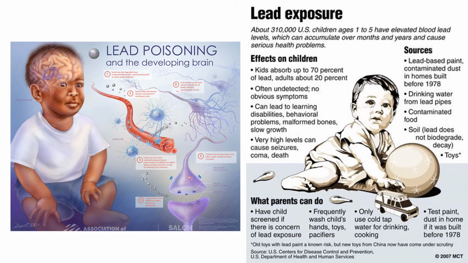So, lead poisoning and the developing brain. Lead exposure: about 310,000 US children ages 1 to 5 have elevated blood lead levels, which can accumulate over months and years and cause serious health problems. Effects on children: kids absorb up to 70% of lead, adults up to about 20%. Often undetected, no obvious symptoms. It can lead to learning disabilities, behavioral problems, malformed bones, slow growth. Very high levels can cause seizures, coma, and death.